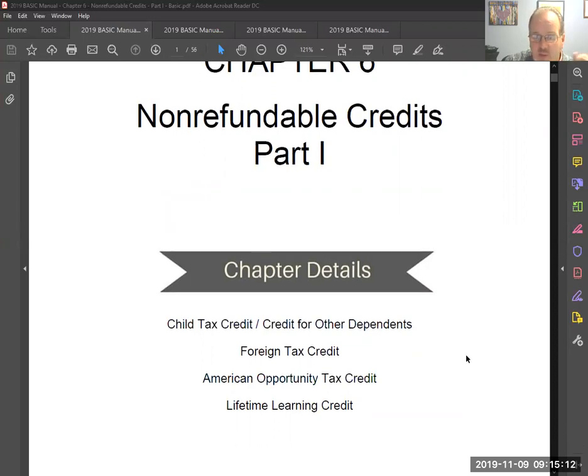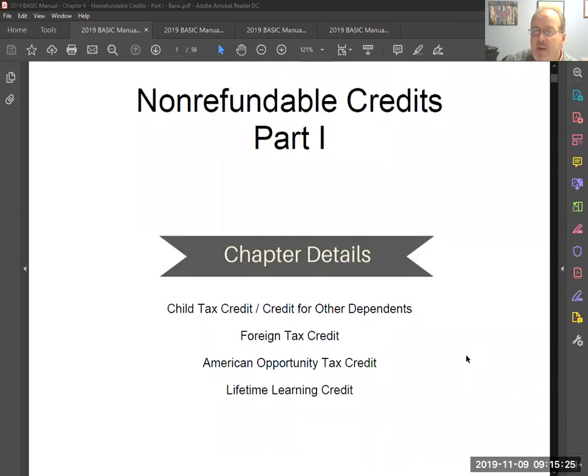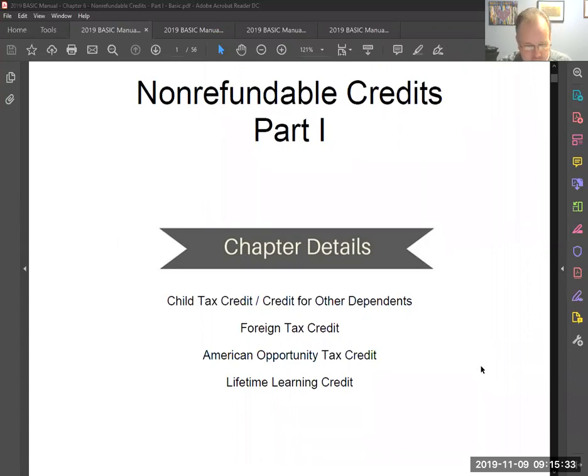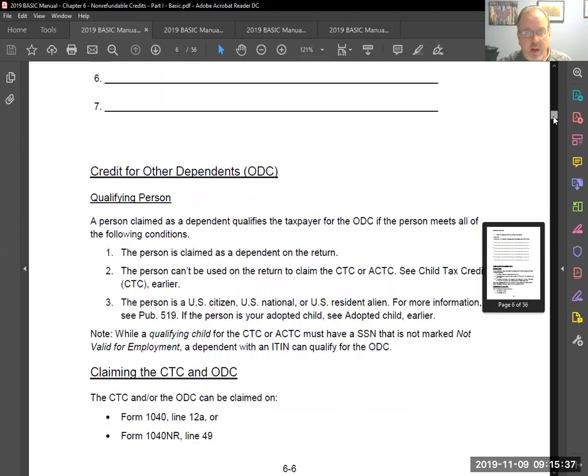Again, I talked about the foreign tax credit and the American Opportunity Credit, which is a hybrid with a refundable portion and a non-refundable portion. And then we talked about the lifetime learning credit. That is a credit that is strictly non-refundable. It is limited, so we have things on that. All right, so let's go through the quiz.